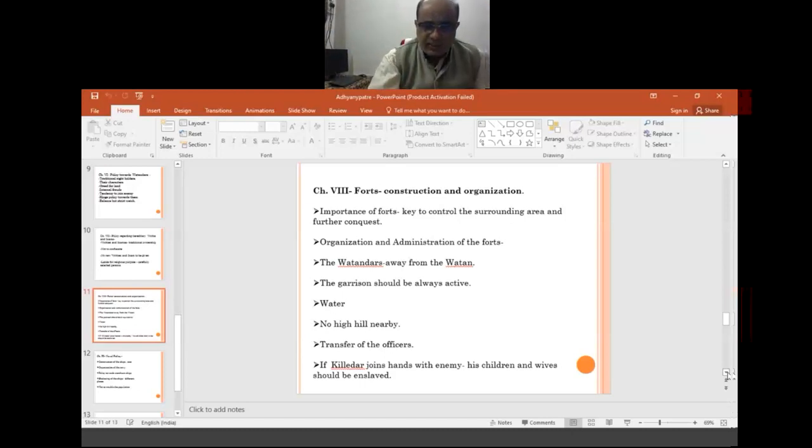And this book gives an instruction that if the in charge of the fort, the Kiledar, joins hands with the enemy, then his children and wives, if they can be captured, should be enslaved. That was a medieval period where the laws used to be a bit harsh.